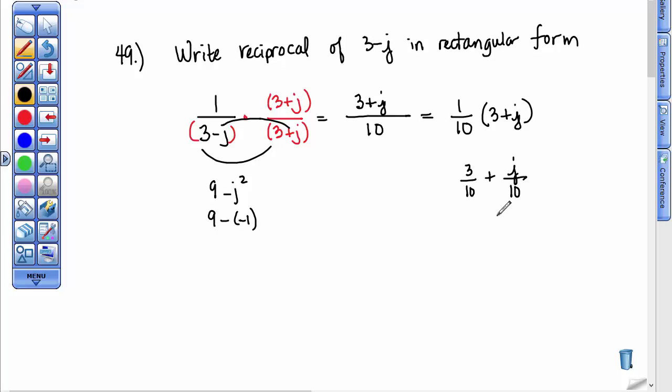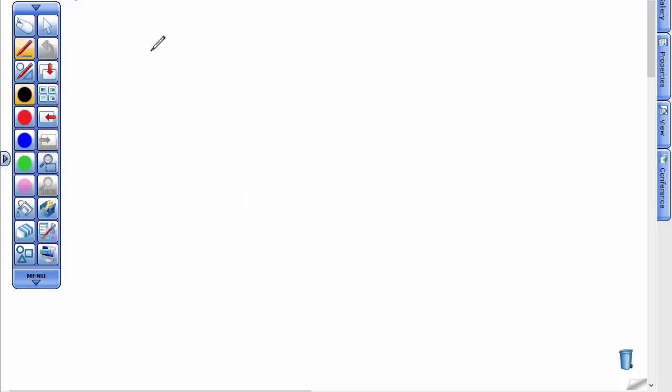Let's go ahead and do another one. So let's take a look at number 51. It says to write j to the negative 2 plus j to the negative 3 in rectangular form. So remember, a negative exponent should be rewritten as 1 over that variable to a positive power. And j to the negative third is 1 over j to the third.